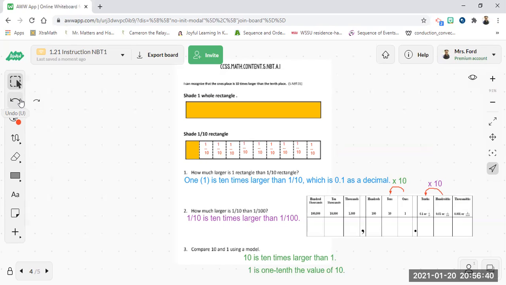Going the opposite way, 1 is 1/10 the value of 10. As you can see, I have decreased my arrow. I'm jumping from a larger place to a smaller place with a smaller value. So it's 1/10 the value of 10. 1/10 the value, the same thing as just dividing by 10.